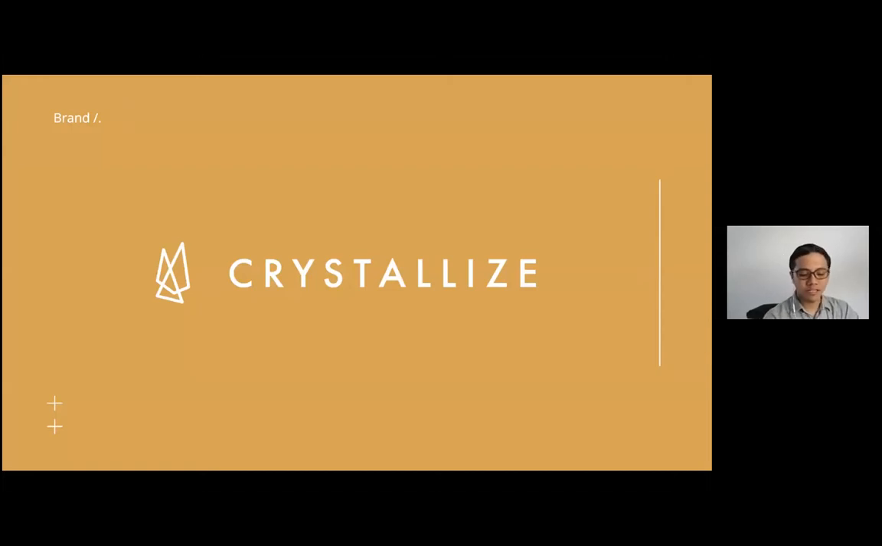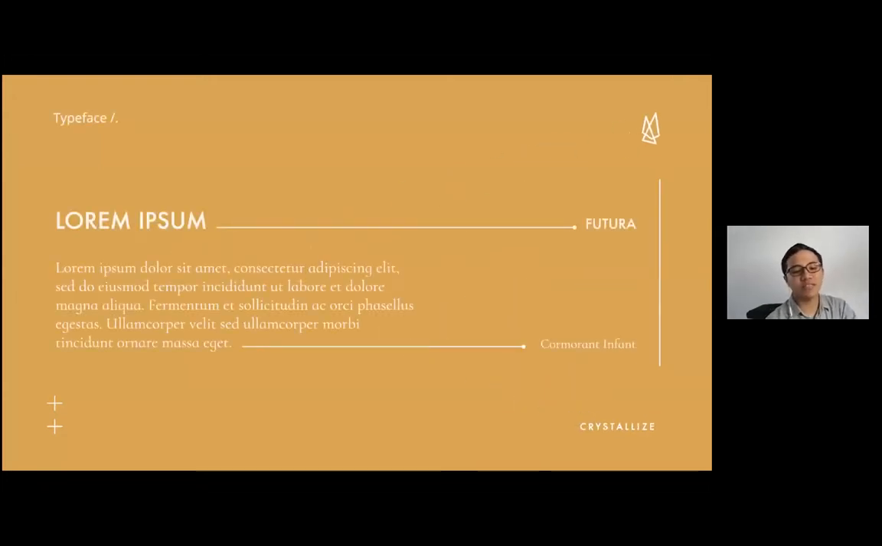It's called Crystallize. For example, this is the typeface of Crystallize. So in any post, in any letter, in any text, they will use this. Let's say this Futura font is for any text, in any letter, in any content, they will use this font for title. And then for body or for description, they will use different font.